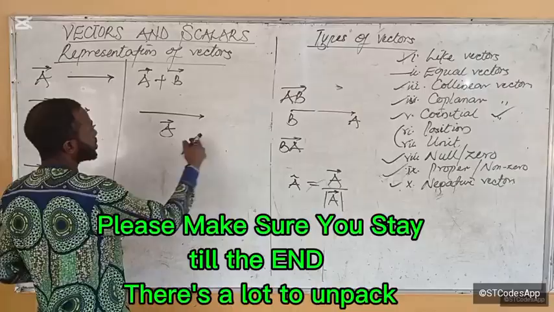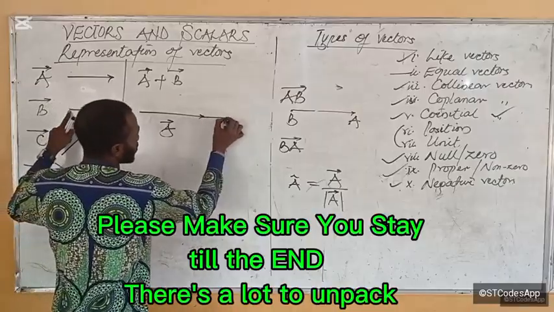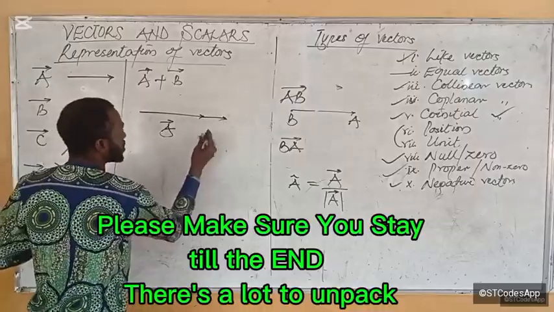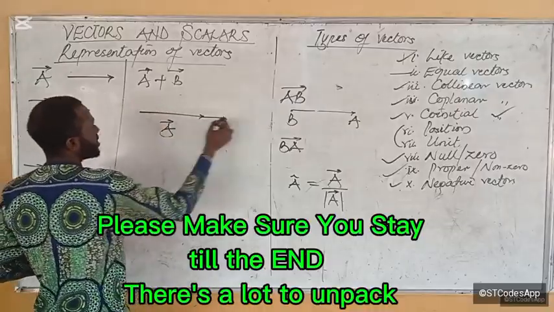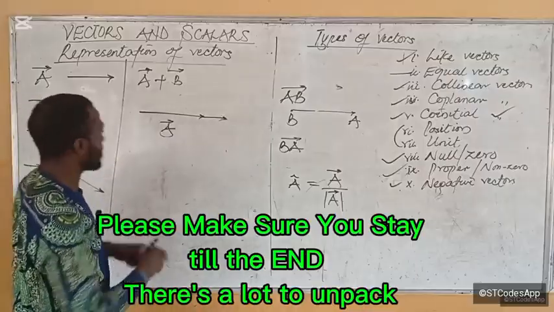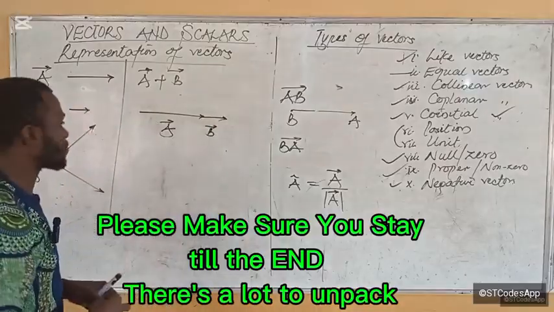So we have vector A. To add vector B, we bring the tail of vector B to the nose of vector A, and it goes like this. You notice the distance is small, right? So that's how we are drawing it. From here to here is the magnitude of vector A, and from here to here is vector B. Is it clear now? All right.